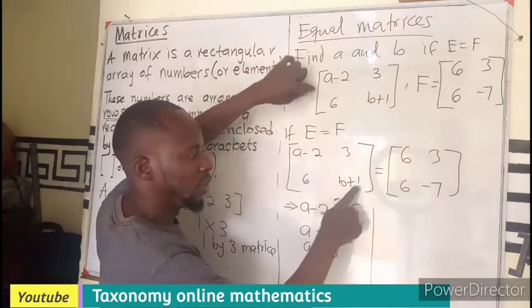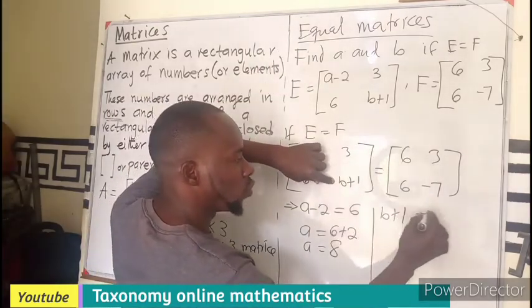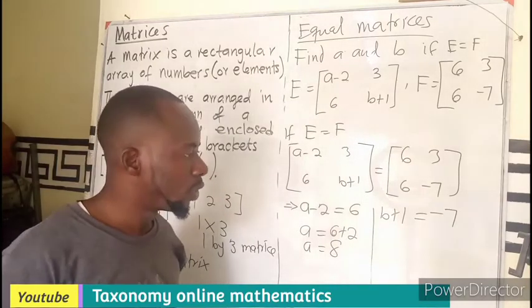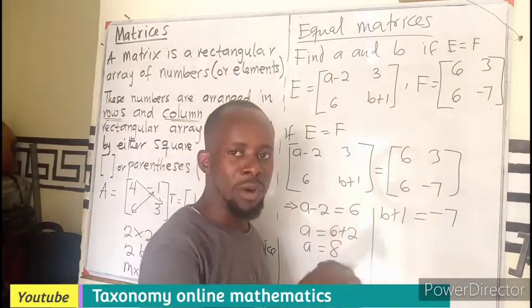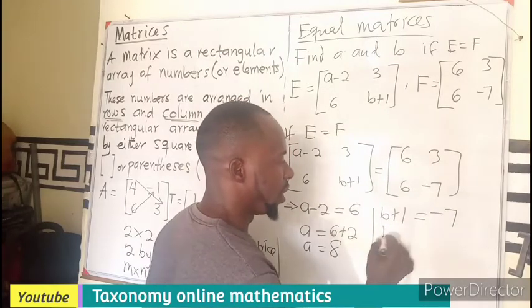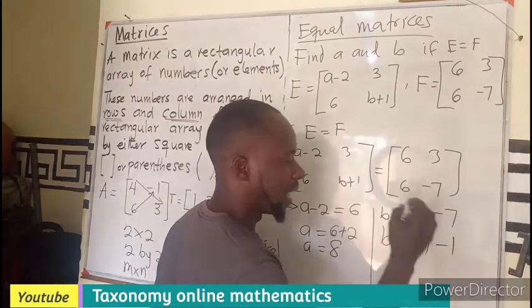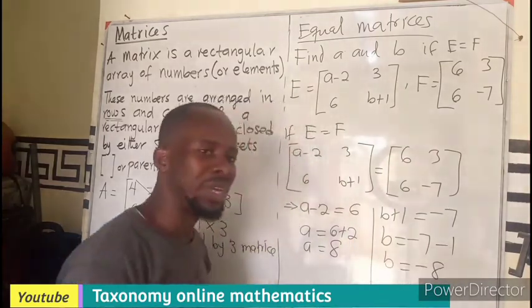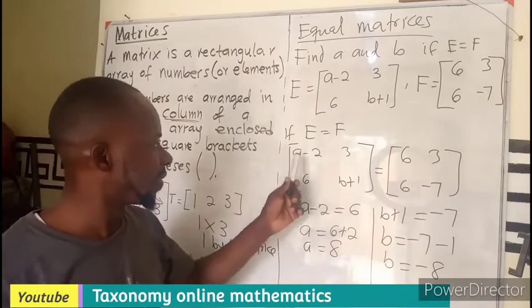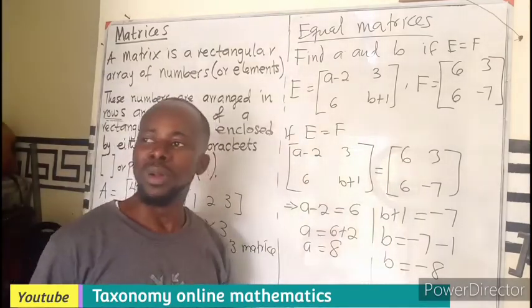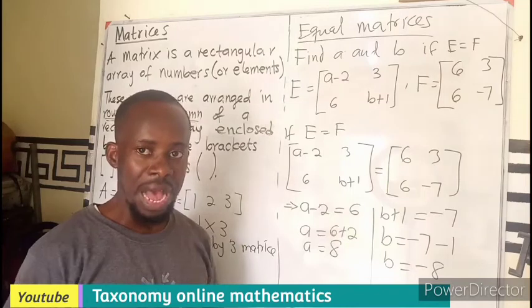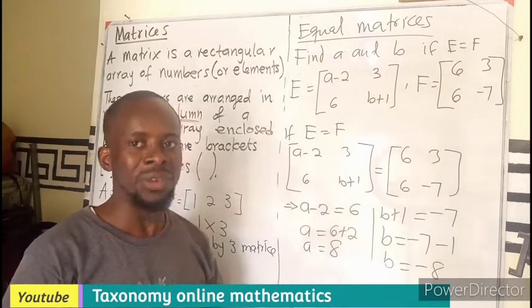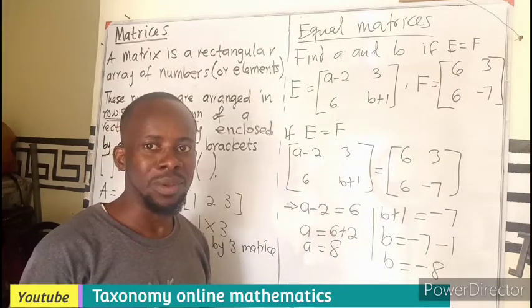Good. 6 is the same as 6. 3 is the same as 3. So it means B plus 1 should also be the same as minus 7. Right? Good. I need to subtract 1 from both sides to clear the 1. So B equals minus 7 minus 1. So in this case, B is going to be minus 8. So A is 8 and B is minus 8. So this is how we can find the equality of matrices. I believe you get the concept. All right.